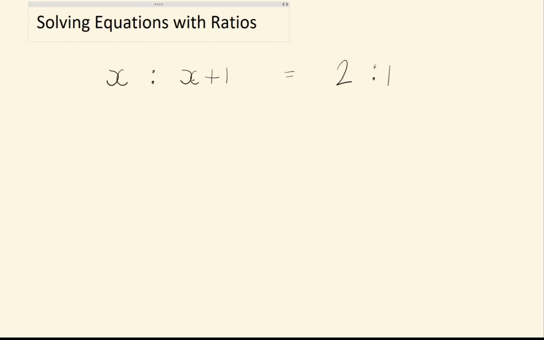So let's see a slightly harder example. Again, we know that this x has to be double this. So to make them the same size, we need to divide. So x divided by 2 will equal x plus 1 over 1, or redundantly, x plus 1. And now all we need to do is just solve that equation.